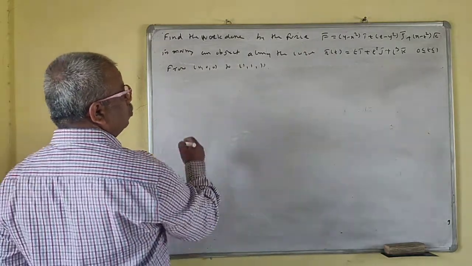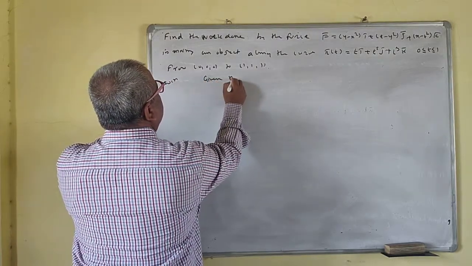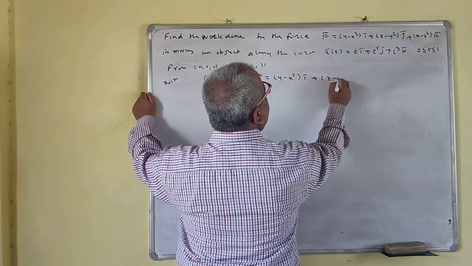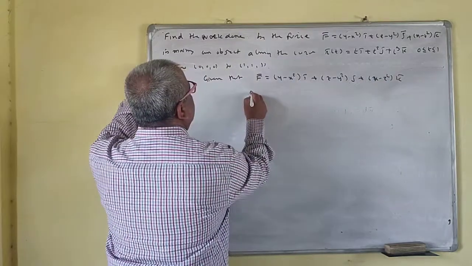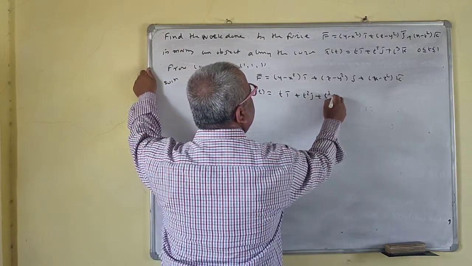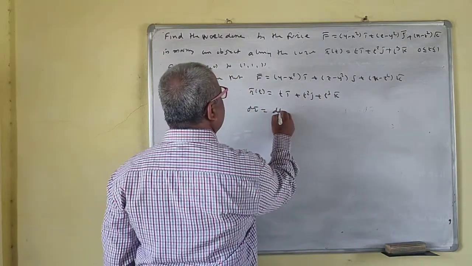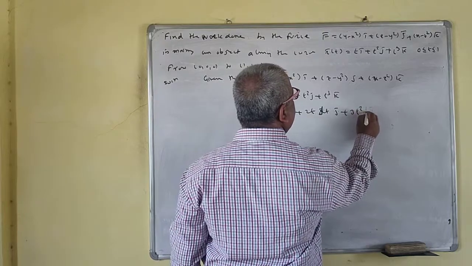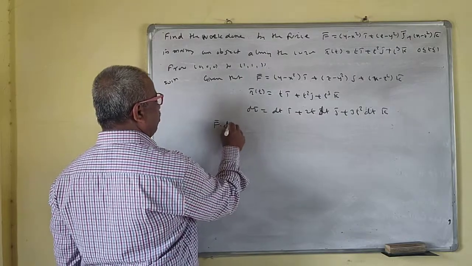Solution. Given that f bar is equal to (y minus x square) i bar plus (z minus y square) j bar plus (x minus z square) k bar. Now r bar of t is equal to t i bar plus t square j bar plus t cube k bar. So dr bar is equal to dt i bar plus 2t dt j bar plus 3t square dt k bar. Okay, so f bar dot dr bar.